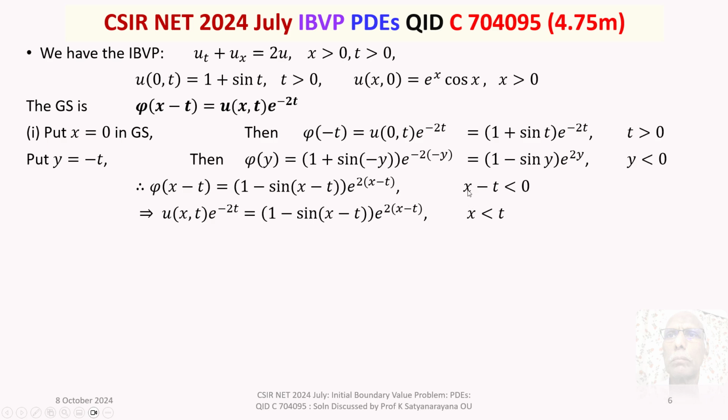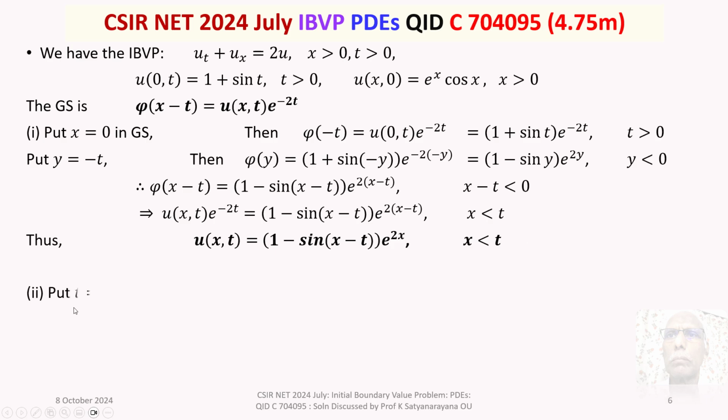And this is true when x minus t is less than 0, that is, x less than t. This is very important. And this will imply u(x,t) will be equal to, send this e to the power minus 2t to the other side, then it will be on the right hand side, it will multiply by e to the power 2t, then 1 minus sine of (x minus t) into e to the power 2x, because when you multiply by e to the power of 2t, that will cancel and you will get e to the power of 2x. And this is true when x less than t. Very important. Right, we got it.